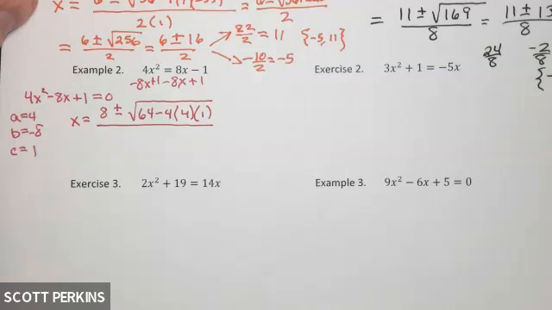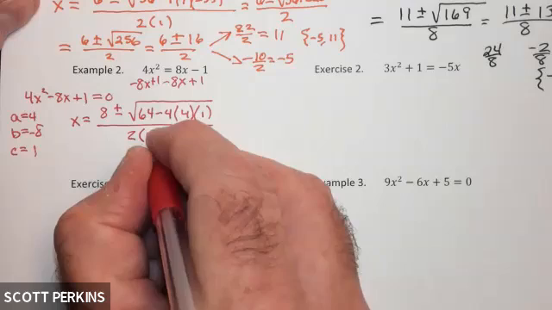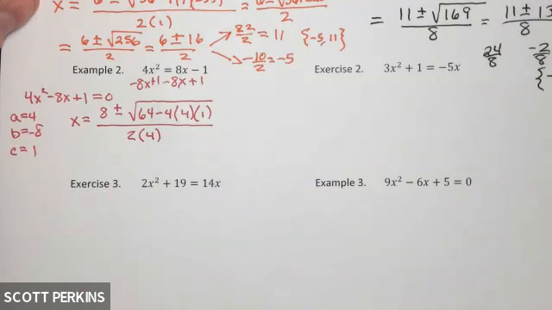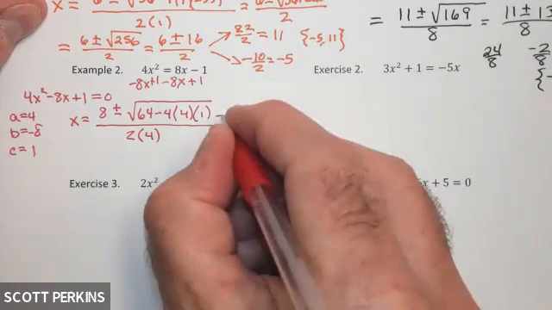So I draw a nice long division bar there underneath the whole thing. And then the denominator is 2 times a, so 2 times 4, or 8. After you've done a few of these, you're going to find places that you can cut corners and save a little time. Okay, I understand that.